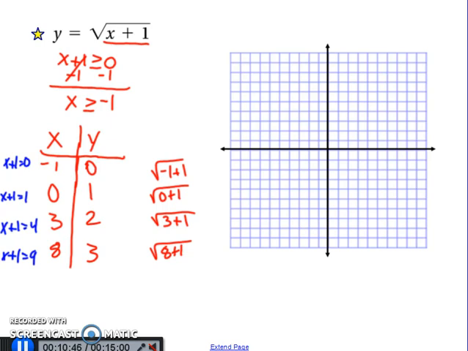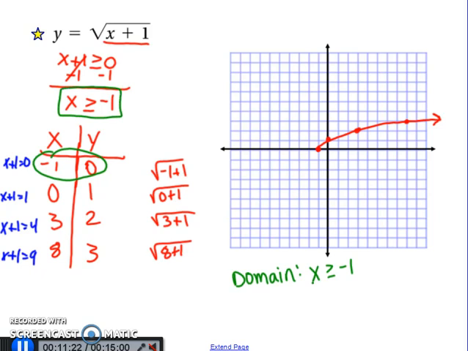So now we're going to graph -1, 0; 0, 1; 3, 2; and 8, 3. Okay, so all of these are going to have the same shape. They're all shaped like a little hook. Now we want to find the domain and the range, and remember that that's off of that first point. So the domain is going to be x is greater than or equal to -1. So it's whatever we solved for initially. And then the range, since it's going up, it's going to be y is greater than or equal to the y value, which is 0 at that point.